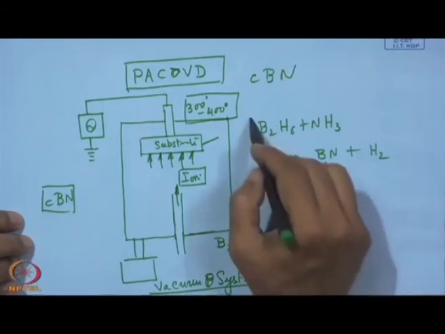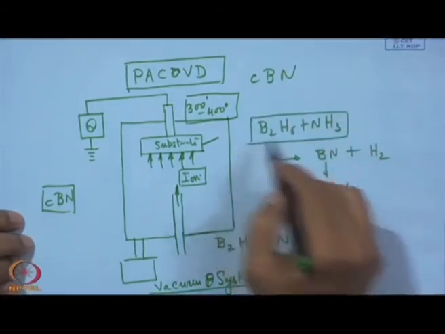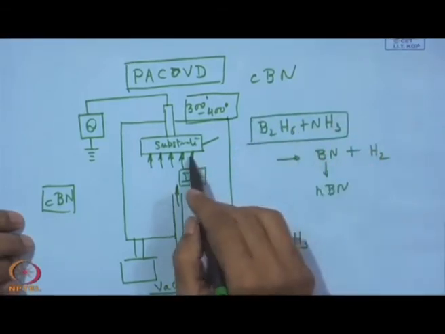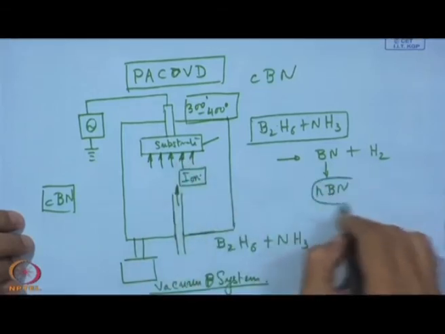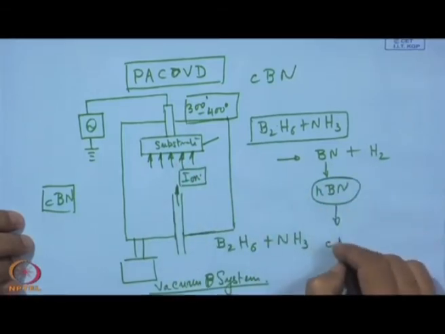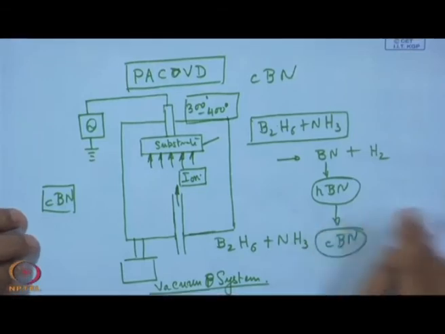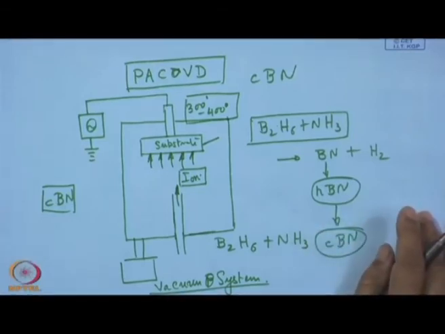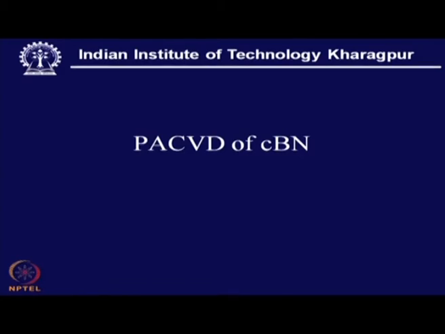So, here we use this CVD reaction followed by ion bombardment on the substrate surface and then converting this to CBN. So, this is actually plasma assisted CVD of CBN, what we have looked into.